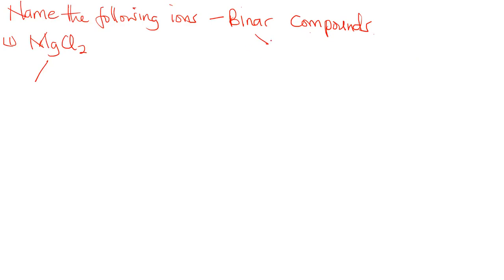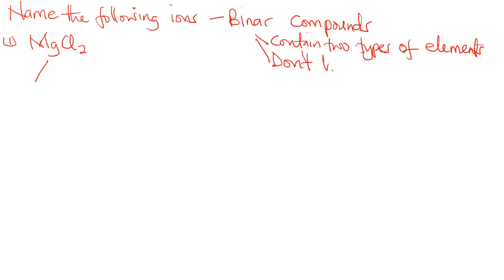So two types, not ions, but elements. Binary compounds contain two types of elements, and these binary compounds don't have extra oxygen. So if you look at MgCl2, it's a binary compound. It does not have that extra oxygen.